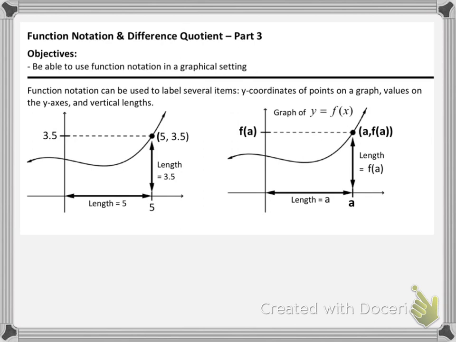So let's talk graphs. When we look at the graph of a function, we can pick a single point on that graph. And if the x-coordinate of that point is 5, we know that the horizontal length from here to here is 5. And if the y-coordinate is 3.5, we can say that the height of that point from the x-axis, at a horizontal length of 5, is 3.5. That distance.